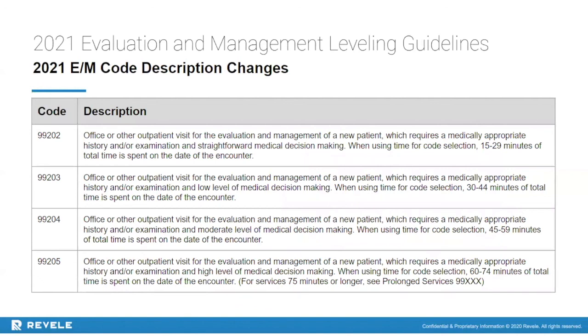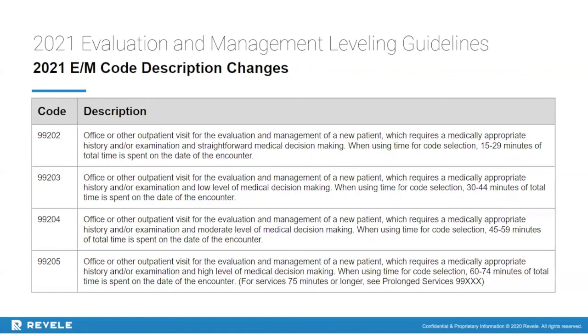New descriptors for the new patient evaluation and management codes. 99202 is an office or other outpatient visit for the evaluation and management of a new patient, which requires a medically appropriate history and/or examination and straightforward medical decision-making. When using time for code selection, 15 to 29 minutes of total time is spent on the date of the encounter.